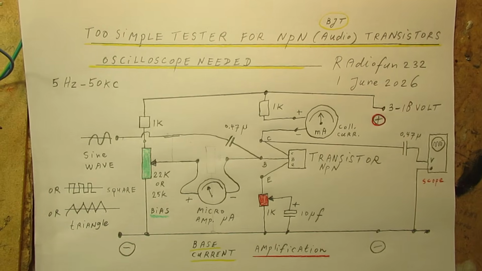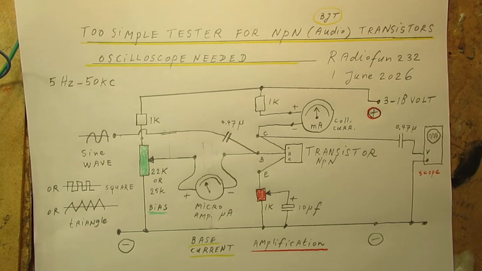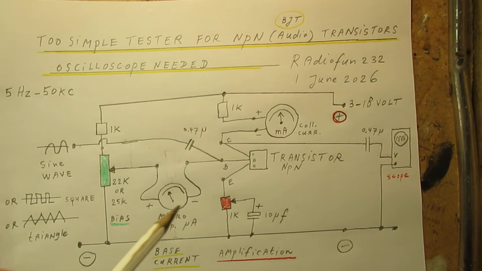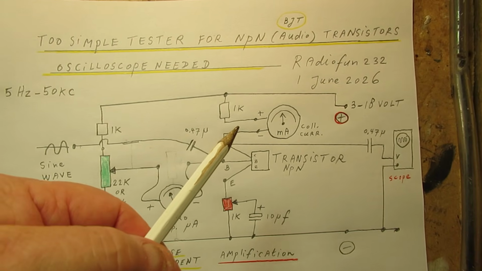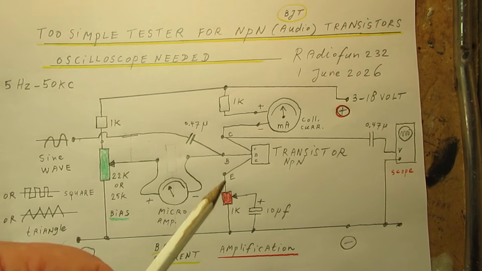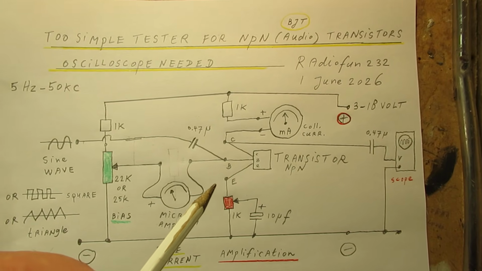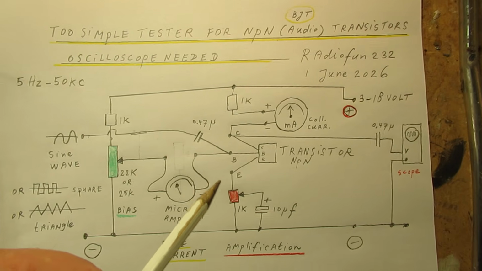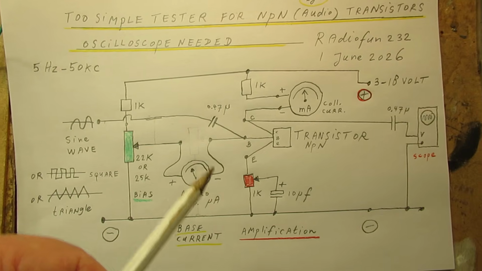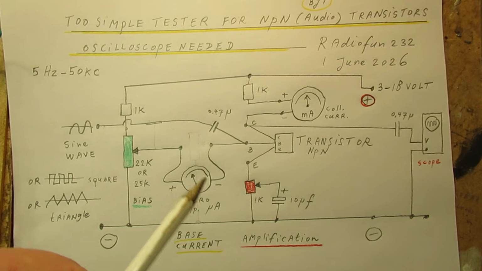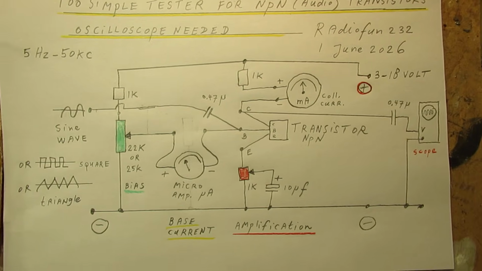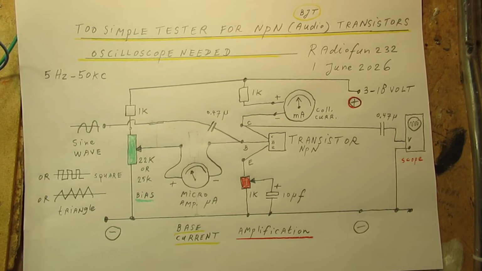You can see that it is a grounded emitter circuit, and we measure the base current here. Here we measure the collector current. Here is the unknown transistor. It is an NPN type. It has to be an NPN type because an NPN transistor has its collector on the positive, and a PNP transistor has its collector on the negative, and it means that with this setup you can only test NPN bipolar junction silicon transistors.